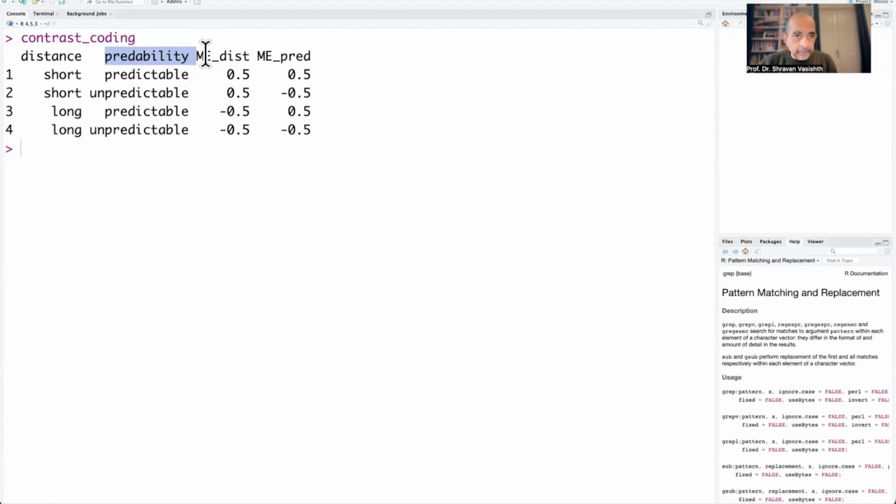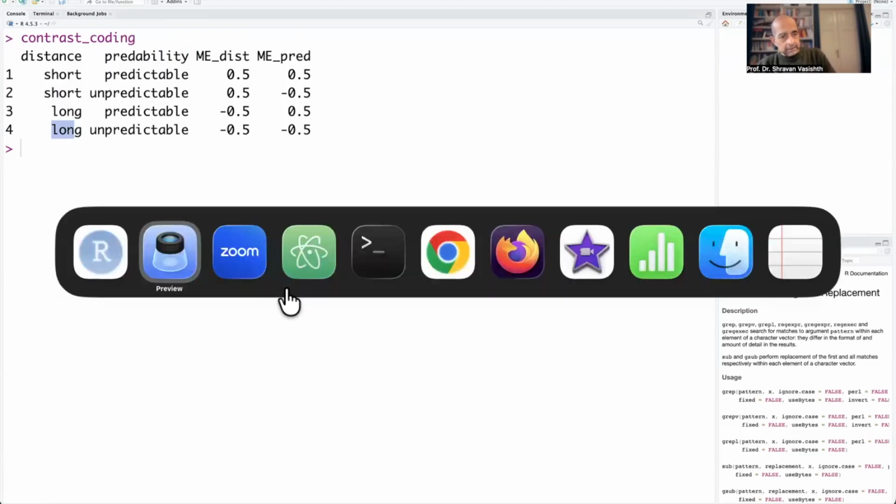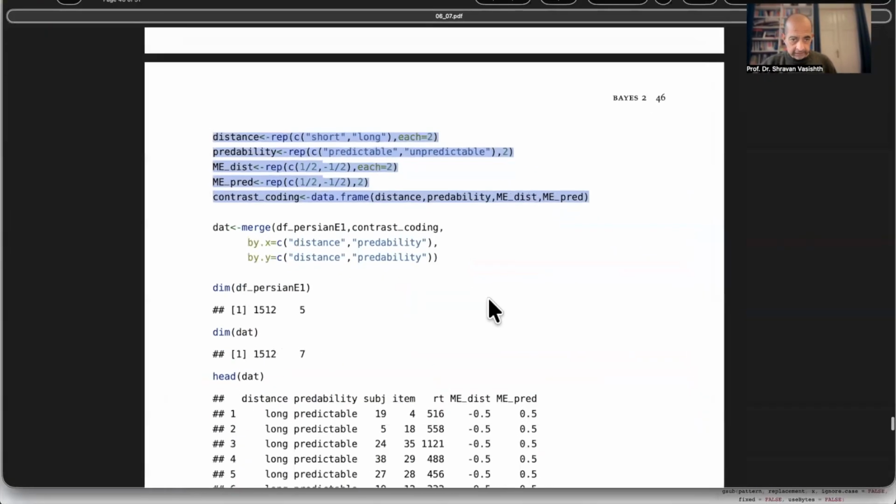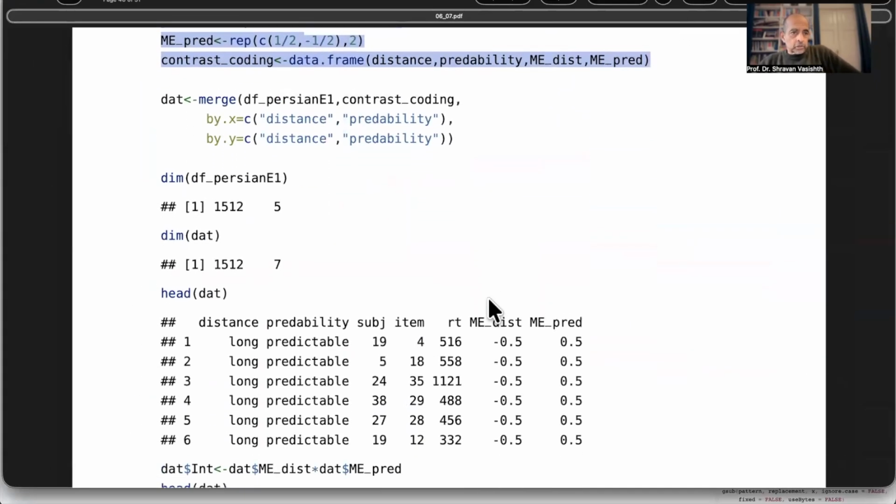And then I set up the main effect of distance, the main effect of predictability in the following way. The main effect of distance is the average of these two conditions, these two levels, with the average of these two levels. So plus 0.5 for the first two, minus 0.5 for the next two. And similarly for predictability, first and third minus second and fourth, right? That's much more convenient when you have more than two factors, right? So like a 2 by 2 by 2 design or something.